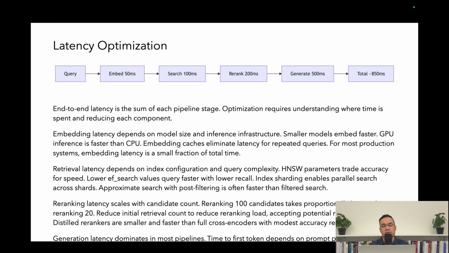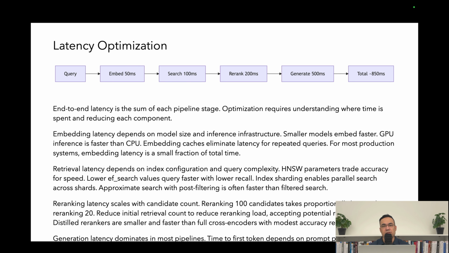Re-ranking latency scales with the candidate count. Re-ranking 100 candidates takes proportionally longer than 20. Distilled re-rankers are smaller and faster. Generation latency dominates in most pipelines. Streaming generation shows tokens as they arrive, improving perceived latency. Other options include caching common responses and limiting the generation entirely.